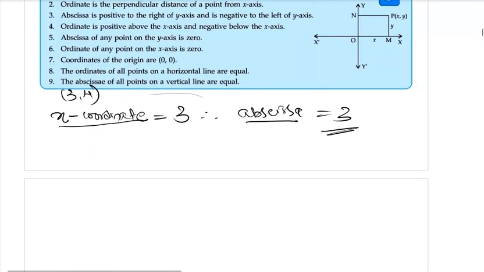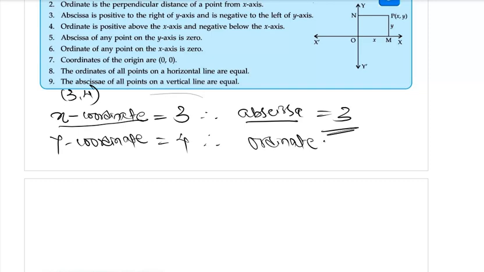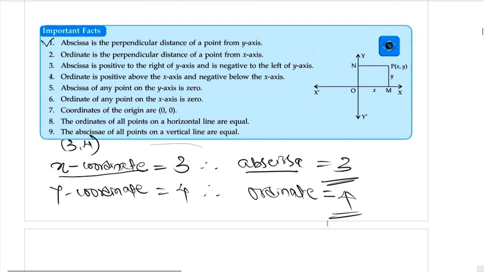So that's the point I'm coming to. If the point is (3, 4), the x coordinate is 3, therefore the abscissa is also 3. And what is the y coordinate? The y coordinate is 4, and therefore the ordinate, another name for the y coordinate, is also 4. So there are two new names for x coordinate and y coordinate which you must keep in mind.